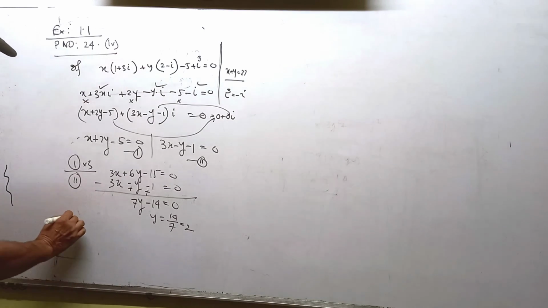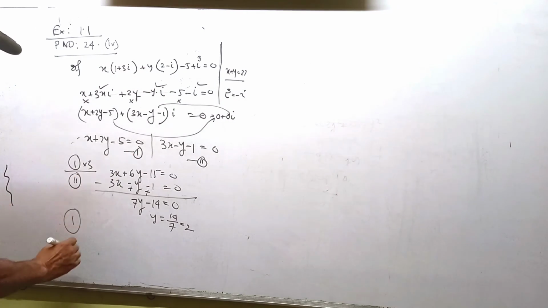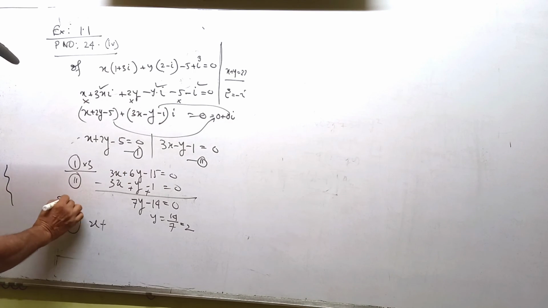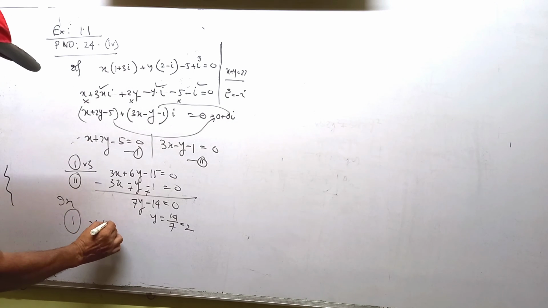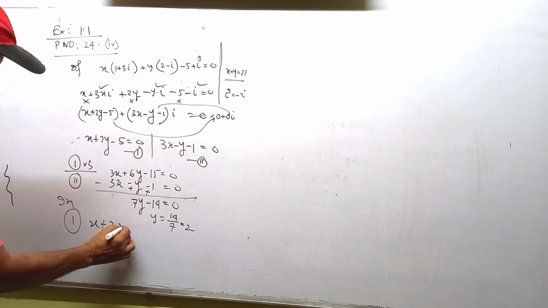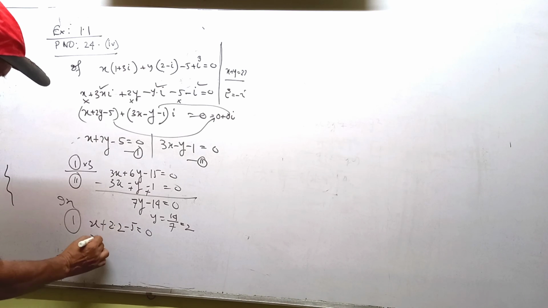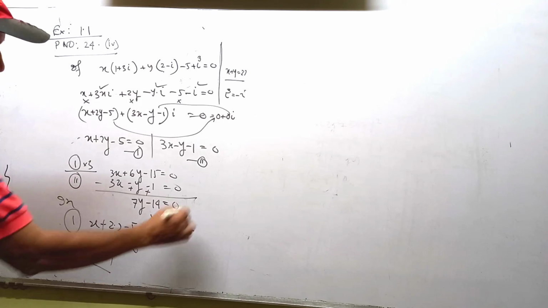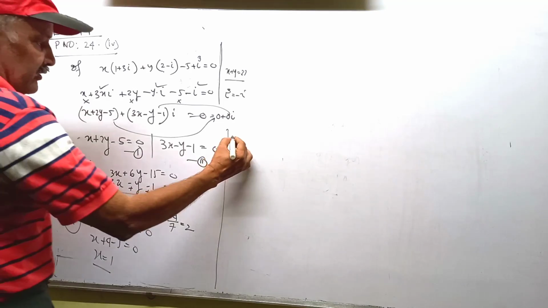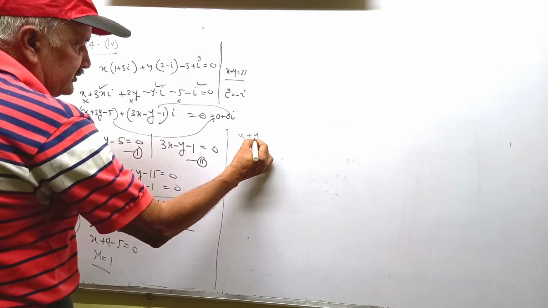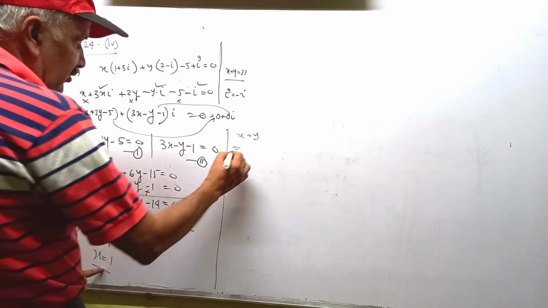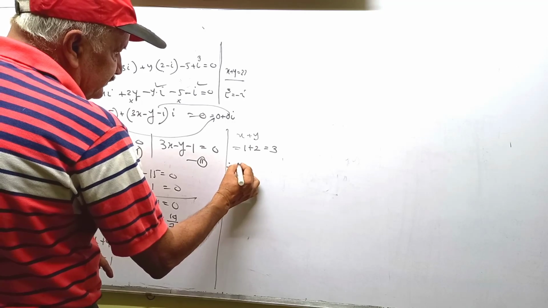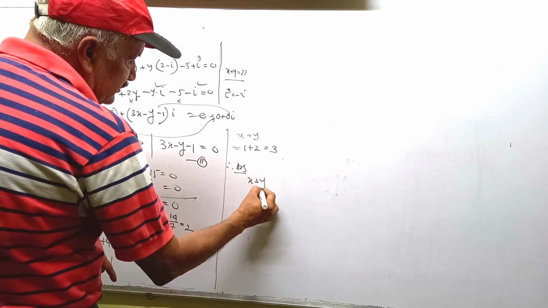Put this value in either of the equations 1 or 2. I am putting the y value in equation 1. In 1, x plus 2 into 2 minus 5 equal to 0. x plus 4 minus 5 equal to 0, so x equal to 1. Now we require the value of x plus y, where x equal to 1 and y equal to 2, the answer is 3. Hence, x plus y equal to 3.